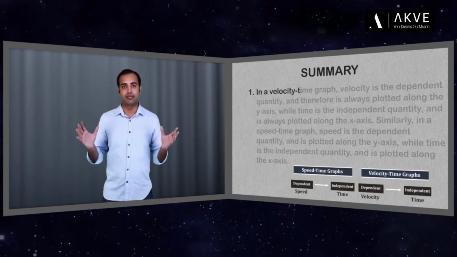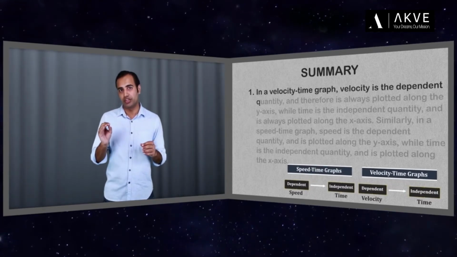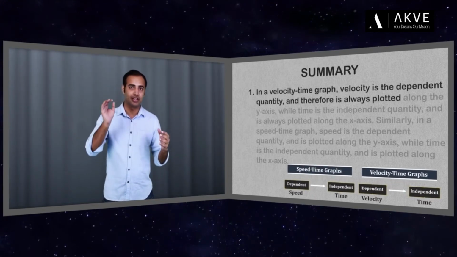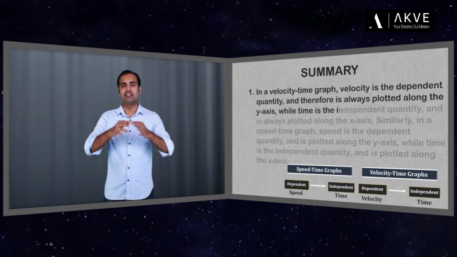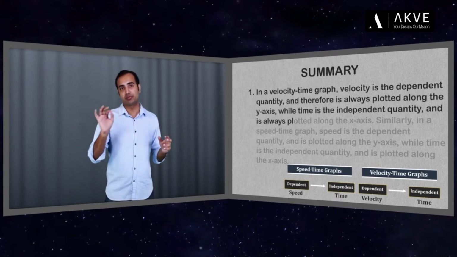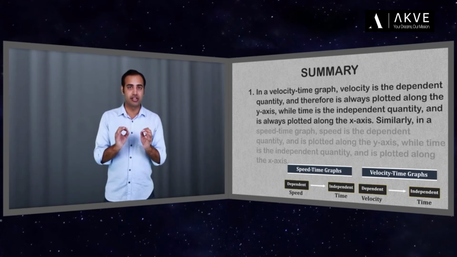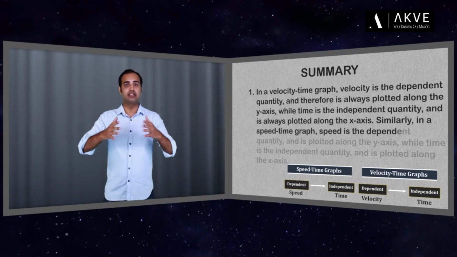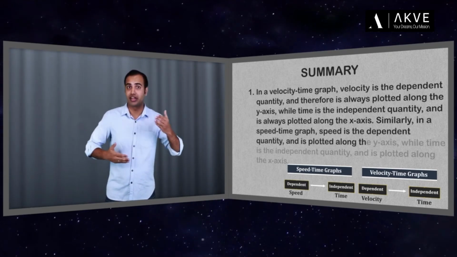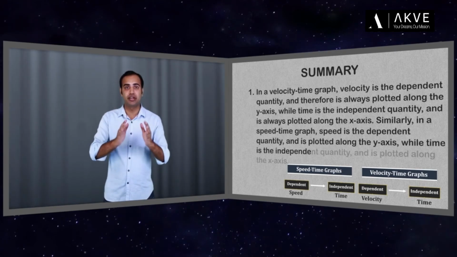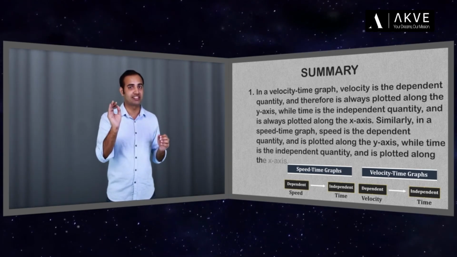For now, let's summarize whatever we have learned so far in this video. In a velocity time graph, velocity is the dependent quantity and therefore is always plotted along the y-axis, while time is the independent quantity and is always plotted along the x-axis. Similarly, in a speed-time graph, speed is the dependent quantity and is plotted along the y-axis, while time is the independent quantity and is plotted along the x-axis.